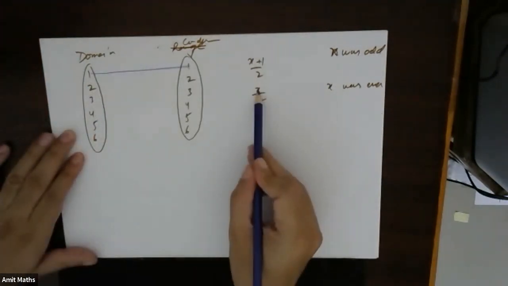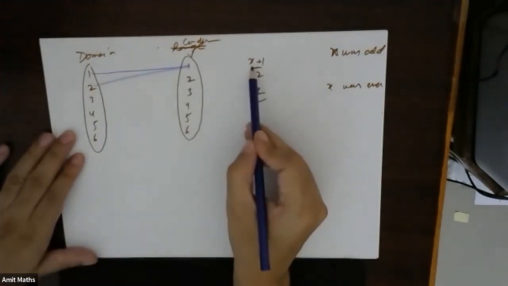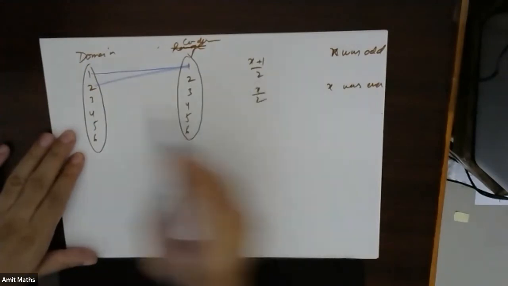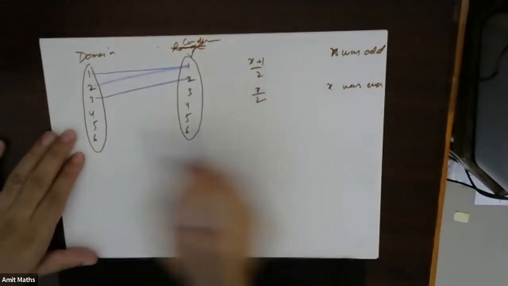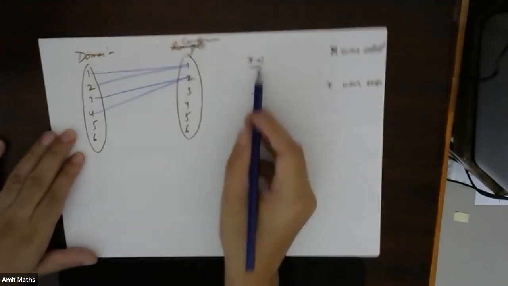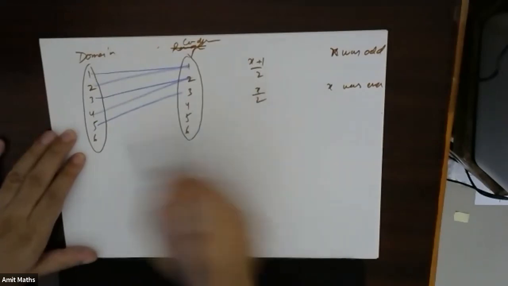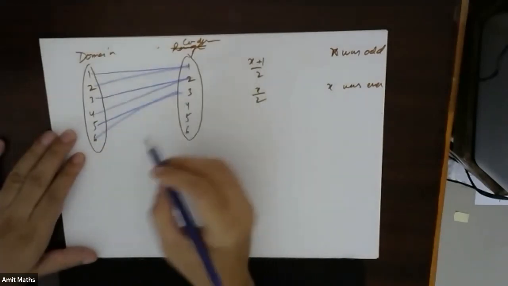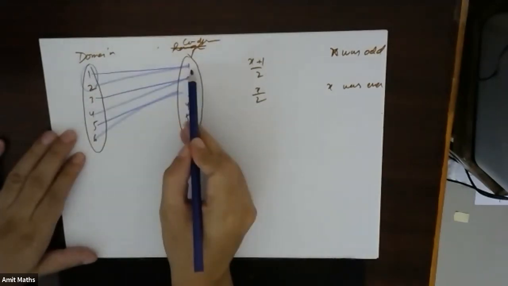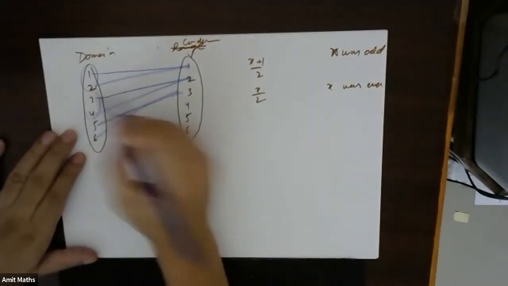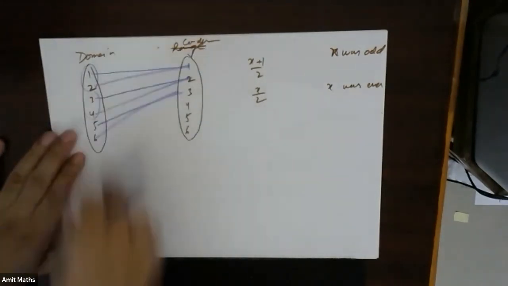Take x equals 2: 2 by 2, 1. Take x equals 3: 3 plus 1 by 2, 2. Take x equals 4: 4 by 2, 2. Take x equals 5: 5 plus 1 by 2, 3. x equals 6: 6 by 2, 3, and so on. That means the first odd and even are mapped to 1, the second odd and even are mapped to 2, the third odd and even are mapped to 3, and so on for all the pairs.